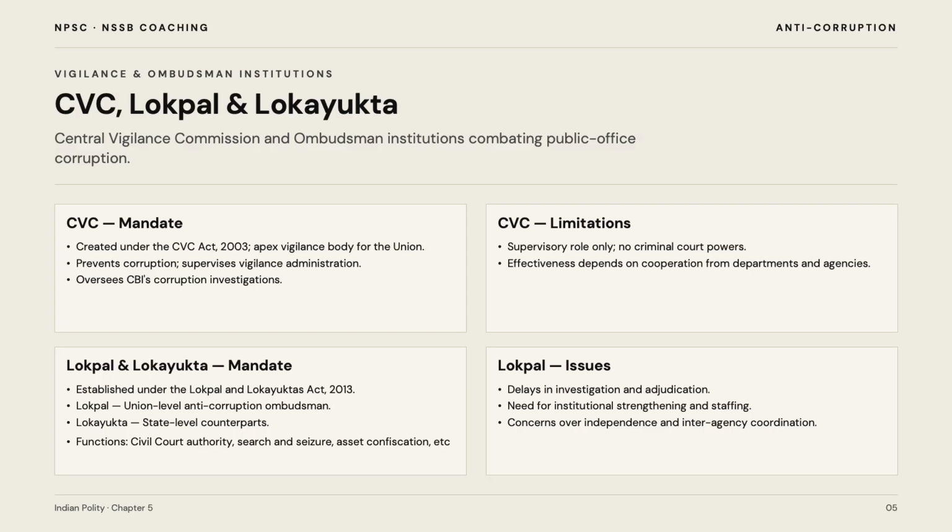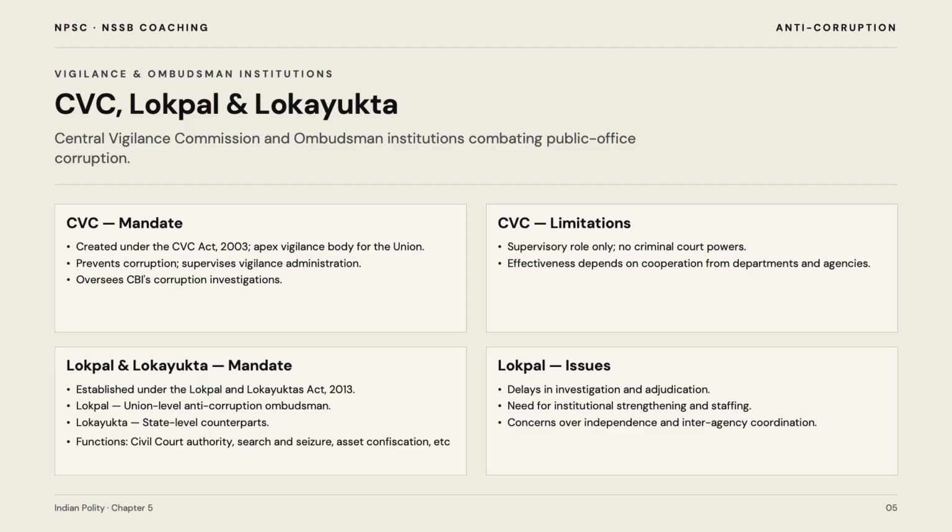Now if you look at the Central Vigilance Commission, it was created under the CVC Act 2003. It's a statutory body, and it prevents corruption. The Central Vigilance Commission oversees the CBI's corruption investigation.